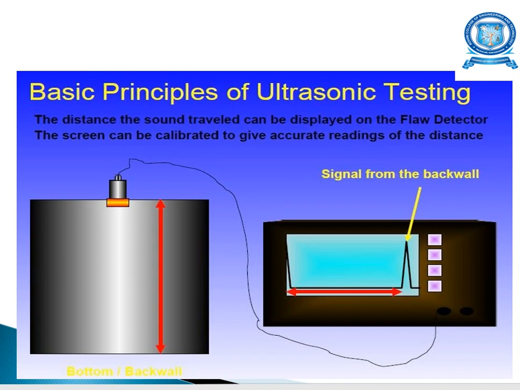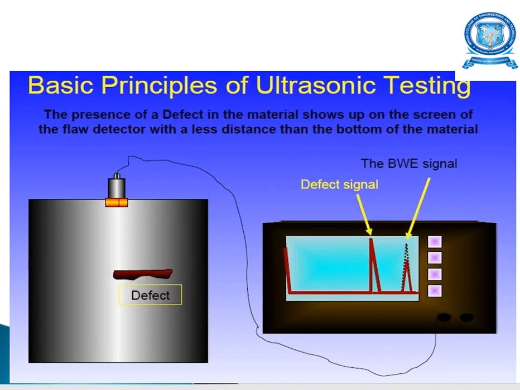Here the sound waves travel from the top of the test specimen to the bottom of the test specimen, indicated by the red line. When the sound waves reach the bottom of the test specimen, you have a signal called the backwall signal, which is displayed here. So this shows the backwall signal of the sound waves.